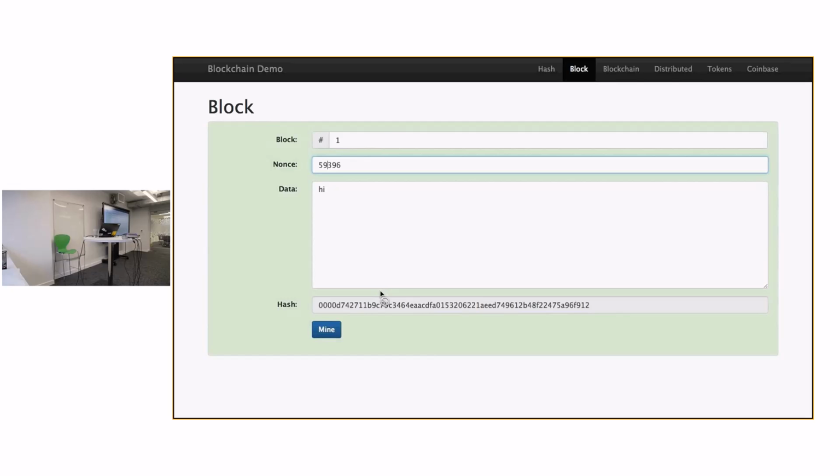Okay, so that's a block. Now, can you tell me what a blockchain is? It's probably just a chain of these blocks. Well, how do you put them together? Let's do that. All right, so here's my blockchain.